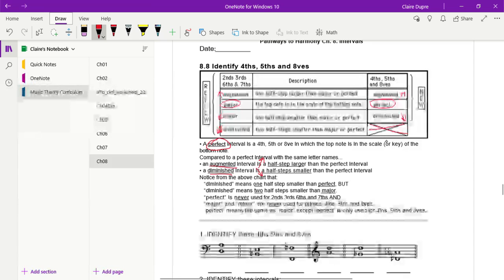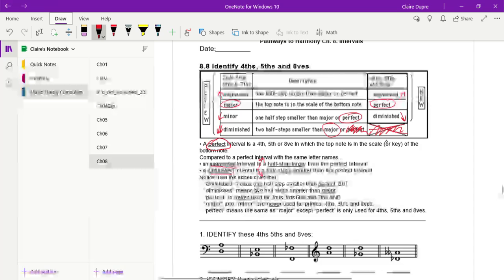Now notice that diminished has 2 different meanings. Diminished could be 2 half steps smaller than major, or 1 half step smaller than perfect. There's nothing that is 2 half steps smaller than perfect, so you don't have to even worry about that. So perfect, again, is never going to be used for seconds, thirds, sixths, and sevenths. Never. Only major, minor, augmented, diminished.